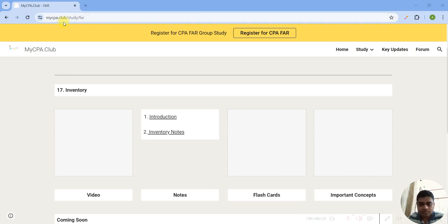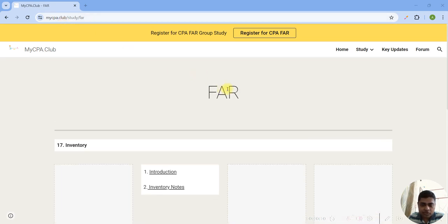Hello, all of you. Today we are going to discuss one of the topics of the CPA FAR subject, which is inventory. We'll talk through a few concepts of inventory.